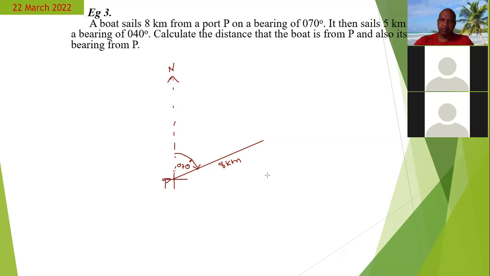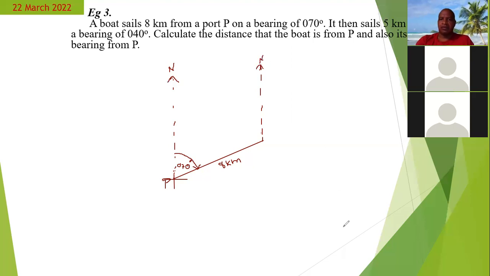So from that point of 8 kilometers, that's where you have to start a new bearing. All right, Ms. Wilson? Yes, sir. So it means that where the boat stops, you now have to create a new start line right there. So you have to create a new north line. Okay. Yes, sir. All right, so that is a new north line.